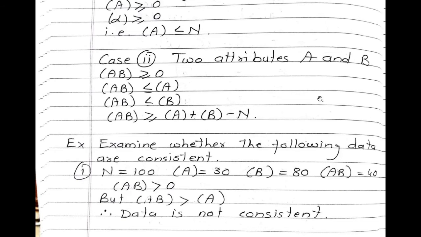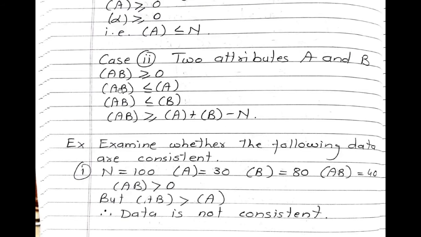See the example. Examine whether the following data are consistent. Value of N is given as 100. Frequency of class A is 30. Frequency of class B is 80. And frequency of class AB is 40. So there are 4 conditions to be checked. First condition: the value of AB is 40, which is greater than 0, so the first condition is satisfied.